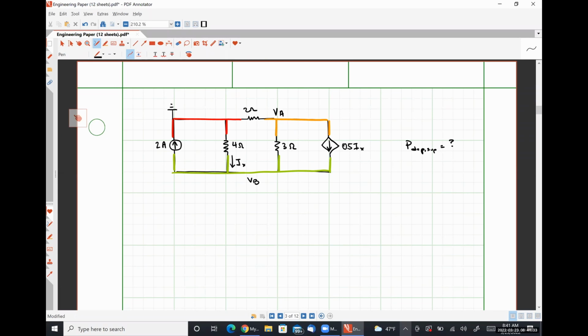So we have steps 1 through 3 finished up, right? Okay. So step 4, expressing our controlling variable in terms of our nodal voltages. So we want the current flowing down through the 4 ohm resistor because that's what IX is. So what node does the current start at?